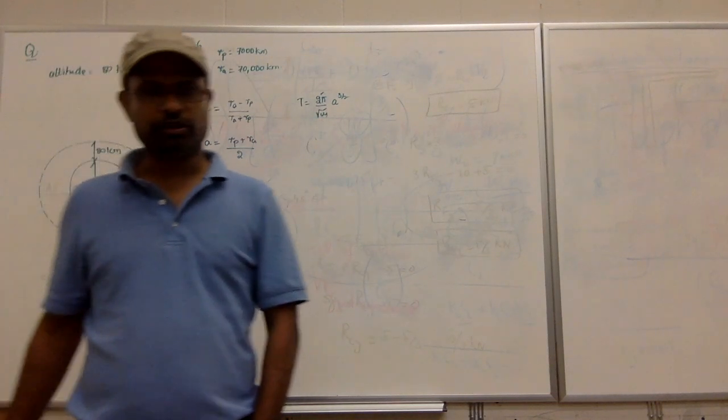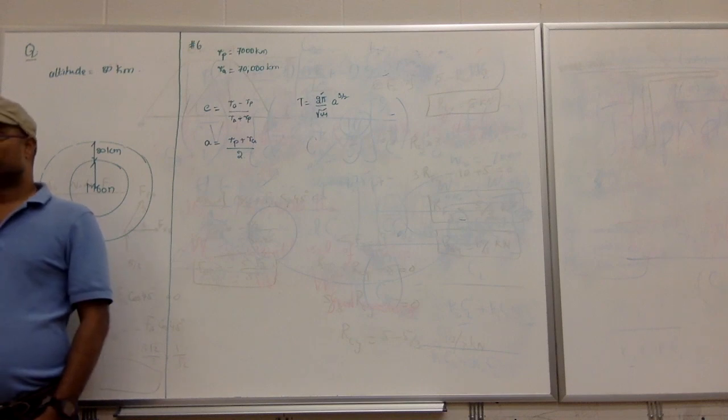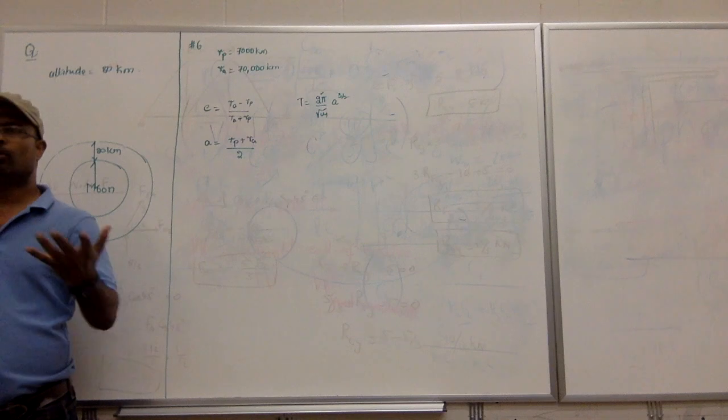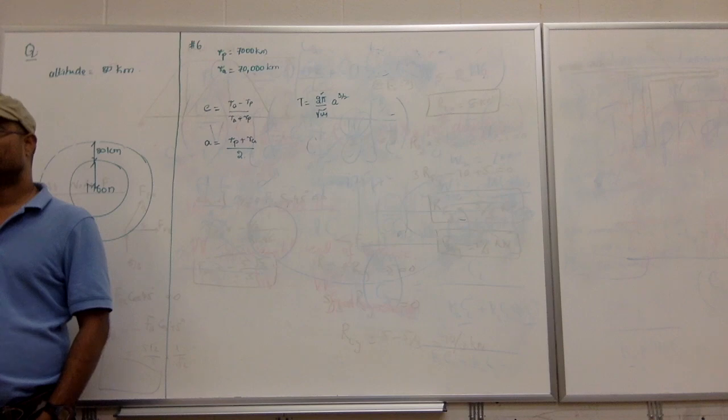Now let's look at the fourth one, D, the specific energy of the orbit. What do you know about the specific energy of the orbit? Can you give me a range? For ellipses, it's going to be greater than 0 and less than 1. Is that the specific energy? No, that is the eccentricity you're talking about. Epsilon is the specific energy. It's less than zero.